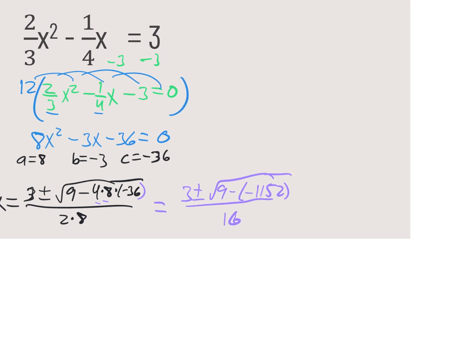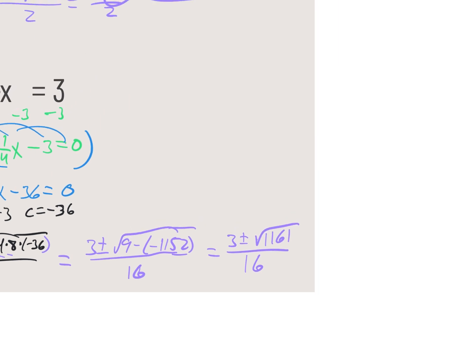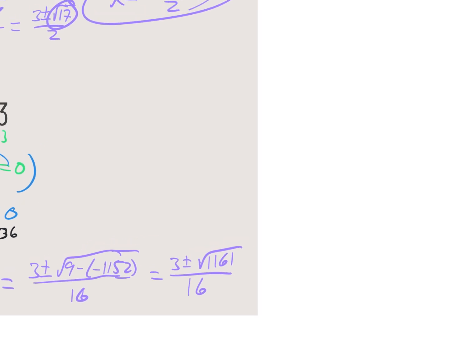All right, and then we want to simplify under the radical a bit. So we get 3 plus or minus the square root of 1,161, and then divided by 16. All right, and now you want to check, can this radical be simplified? It actually can, right? You don't want to rule it out immediately just because it's a big number and it looks kind of funny. It actually can be divided by 9.